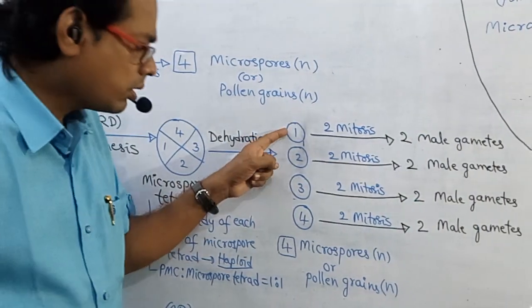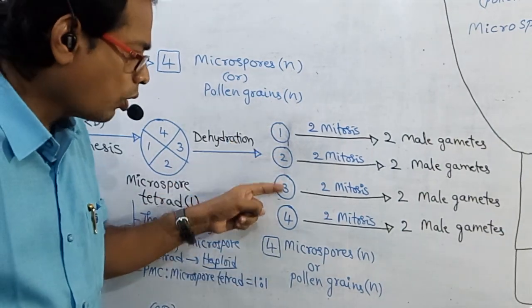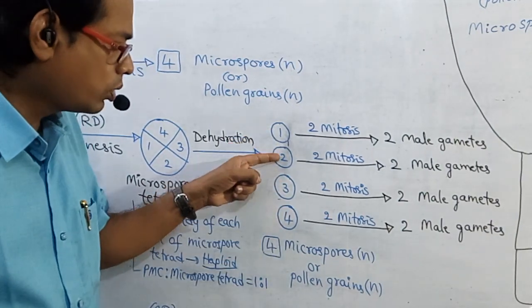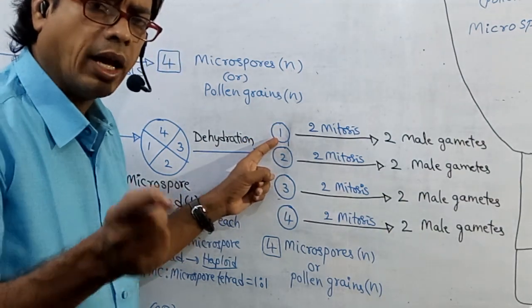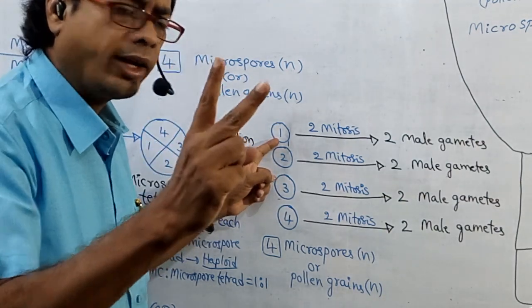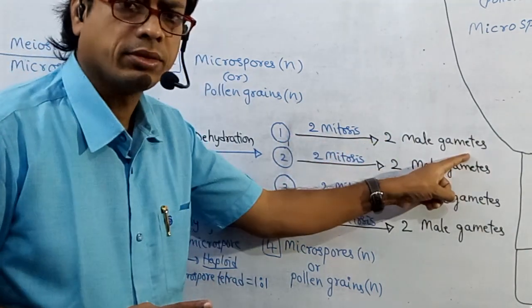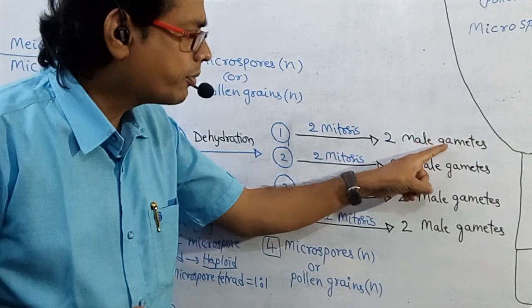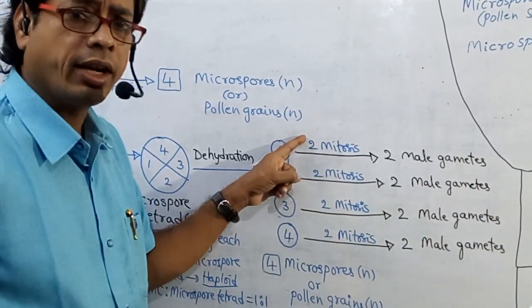See, these are the 4 pollen grains. 1, 2, 3, 4. This 1 pollen grain, by undergoing 2 mitotic divisions, forms 2 male gametes. That means the number of male gametes is equal to the number of mitotic divisions.